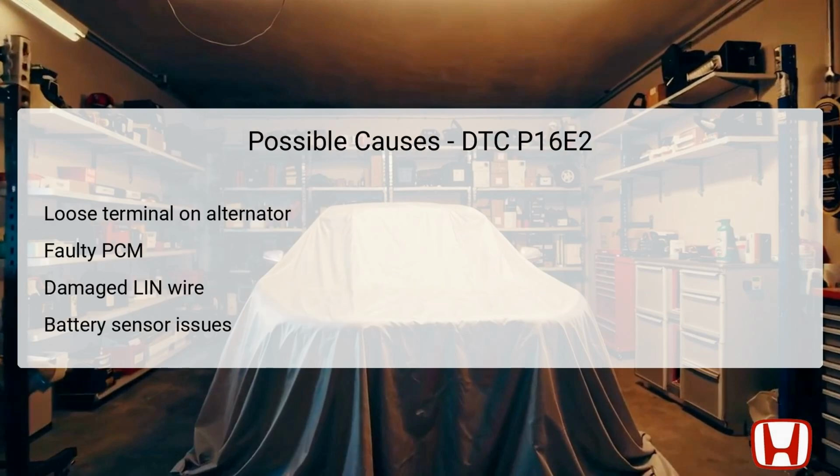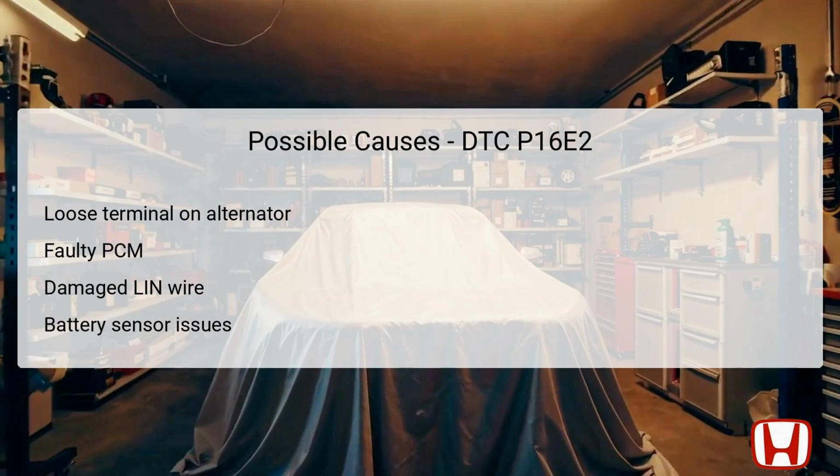Several factors can contribute to the P16E2 DTC message. One of the most common causes is a loose or corroded terminal connection at the alternator, specifically at the positive plus B terminal. This connection is essential for providing the correct voltage and enabling communication to other vehicle systems.